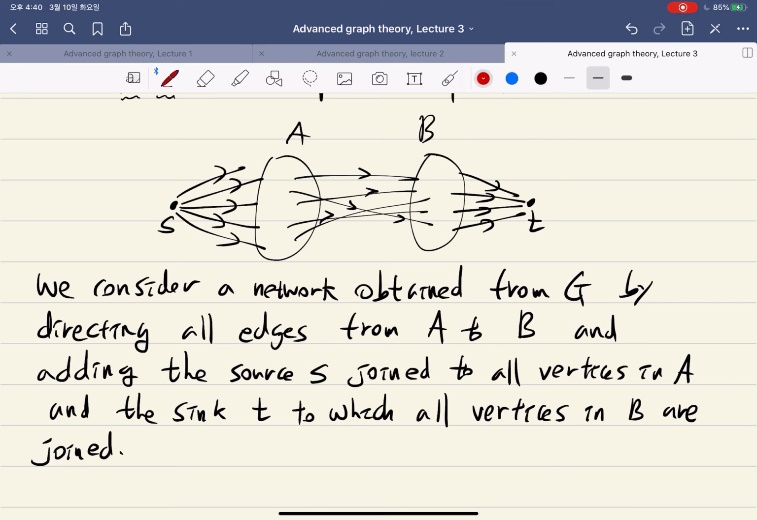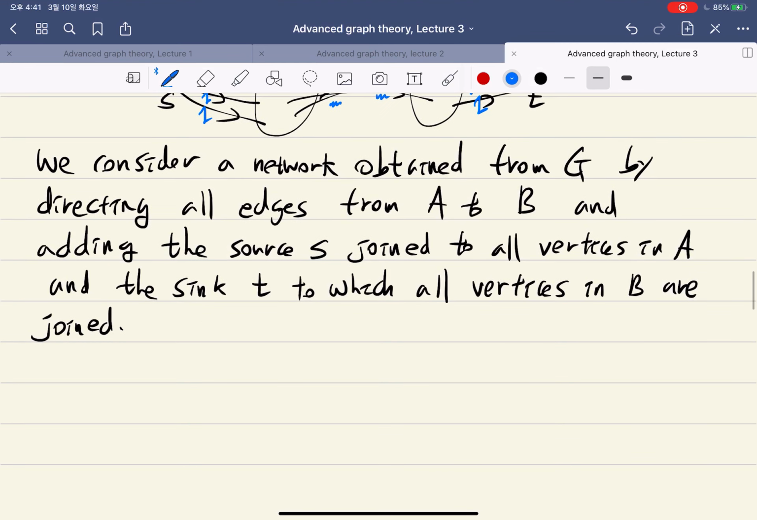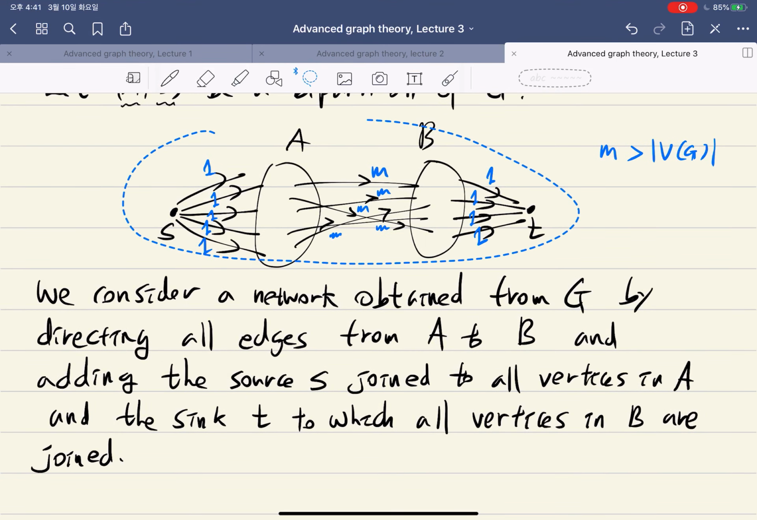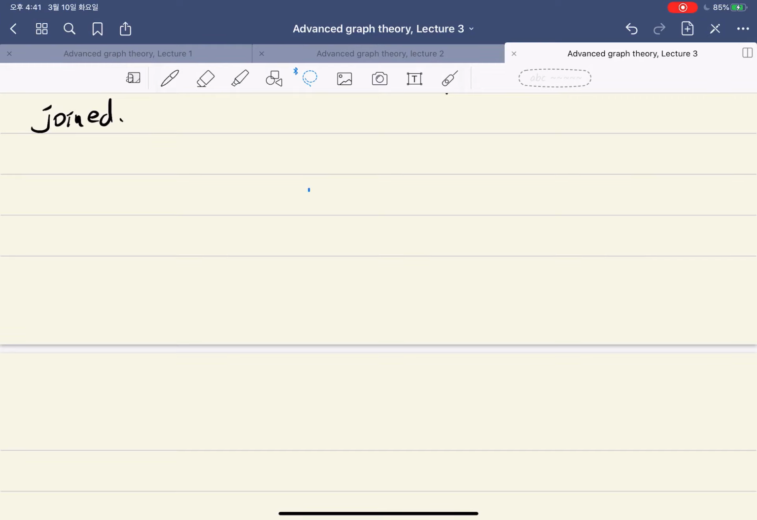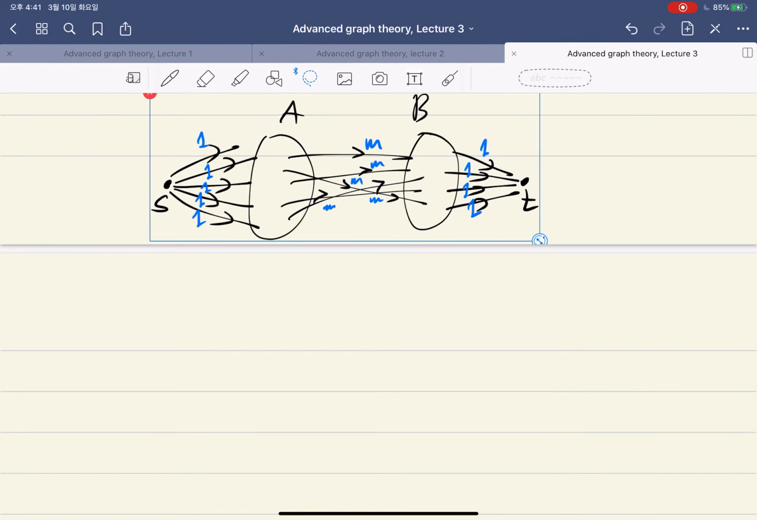And then we want to assign capacities. Let's say M is some number larger than the number of vertices in G. We can just assign infinite capacity, which is the same. And we assign this M, this large number, or infinite, to all the original edges of G, and assign 1 to all these new edges. So this is the situation.